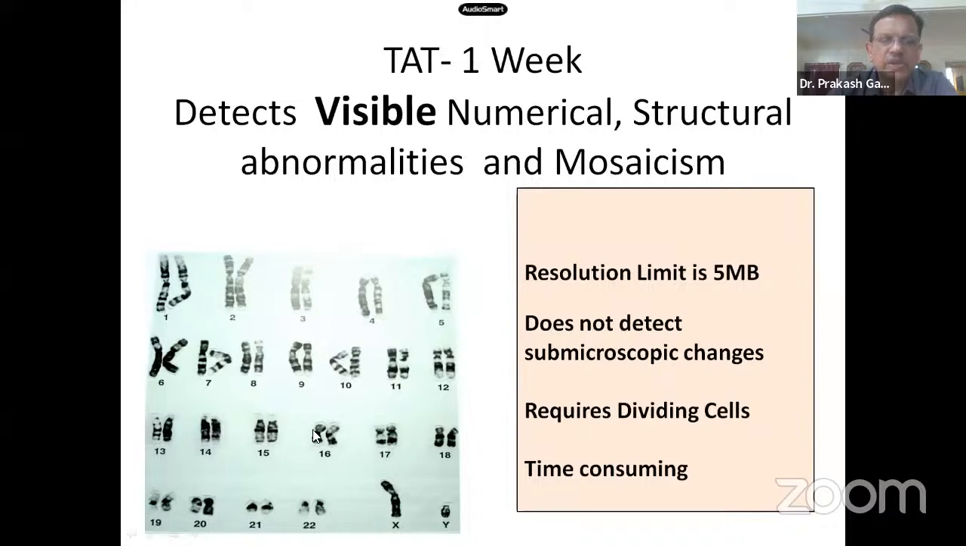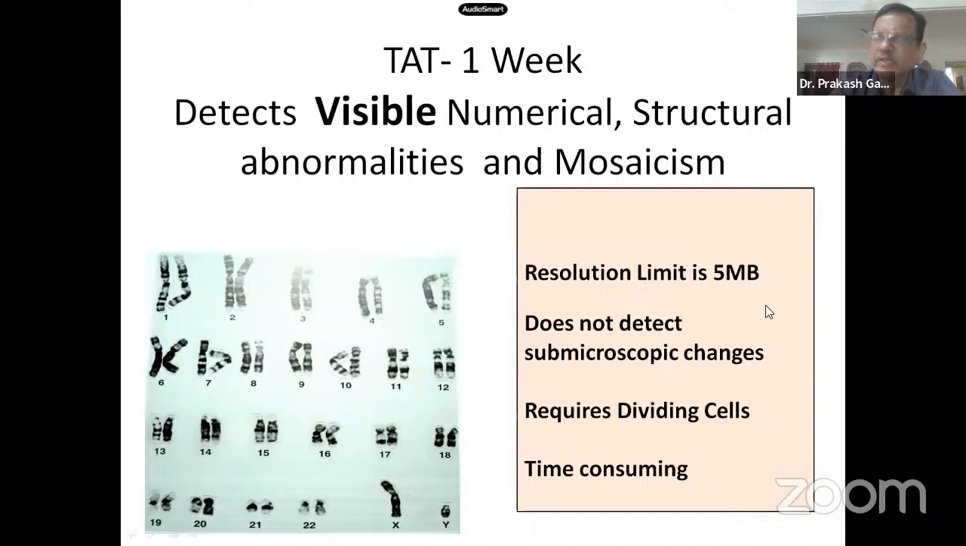And then you can see dark and light bands here. This is trypsin Giemsa staining. These bands are typical for each chromosome. So by looking at these bands, you can make out if a small portion is lost or added. Also, if one portion of a chromosome goes and attaches to some other chromosome, a translocation, you can make that out by this image, and a lot of expertise is required.